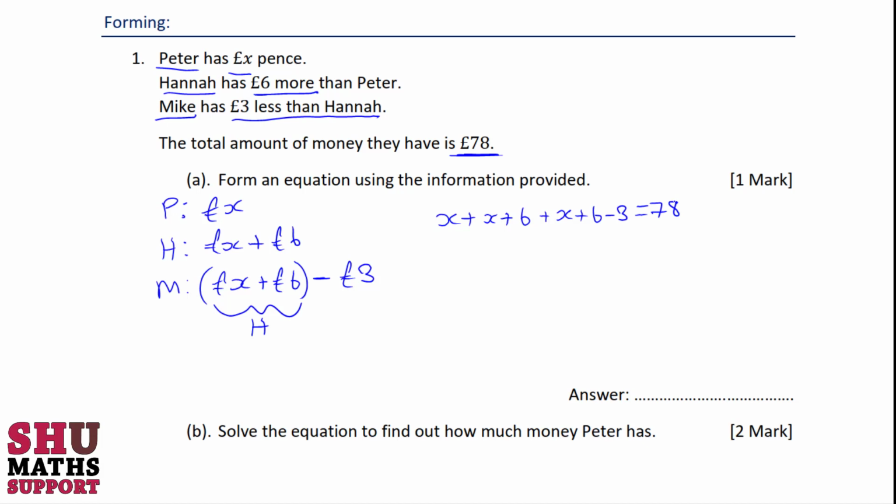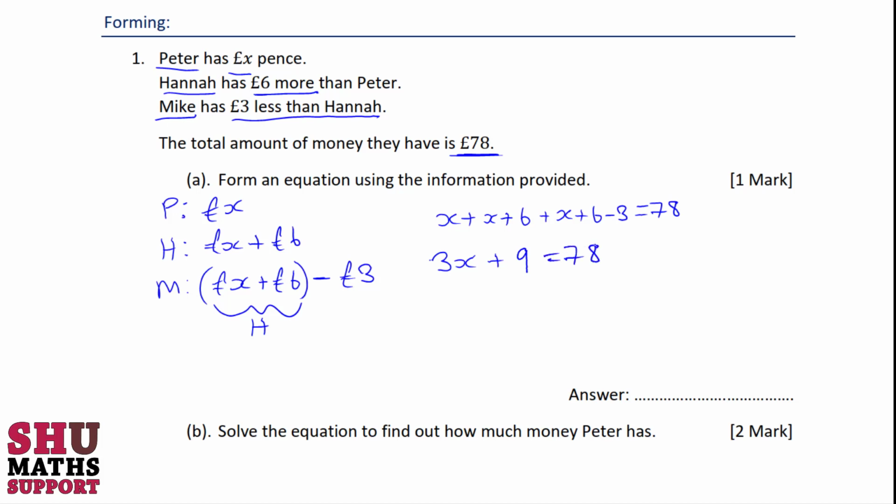And then we could of course simplify this as we have X plus X, which is 3X. And then we have 6 plus 6, which is 12. And then we want to minus 3. So we have 12 minus 3, which is 9. So 3x plus 9, and that's equal to 78.